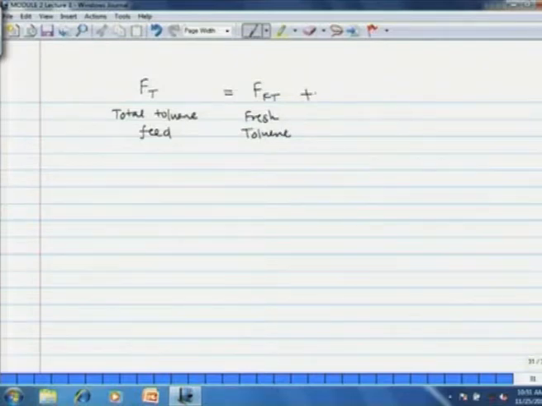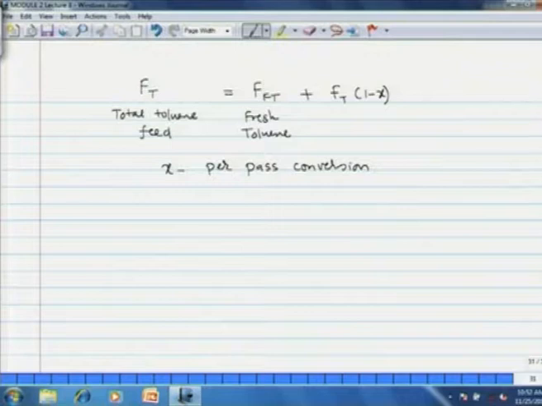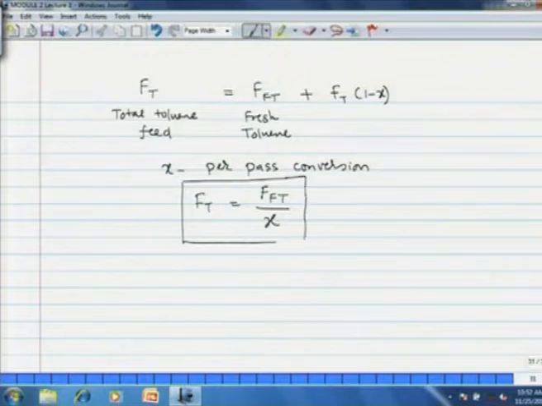Now, let us say that X is the per pass conversion in the reactor, and therefore, the toluene that comes out unreacted is Ft into (1 minus X). We assume that all of this toluene is recovered in the separation system and is recycled back to the reactor. Now, if you simplify this particular expression, then we get a relation between fresh feed of toluene and the total feed of toluene. The total feed of toluene is FFT by X.